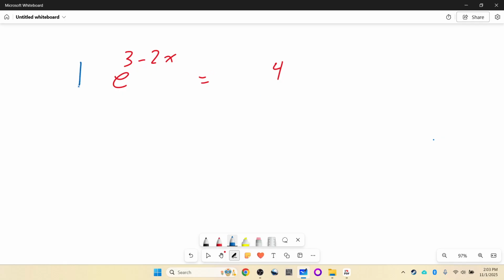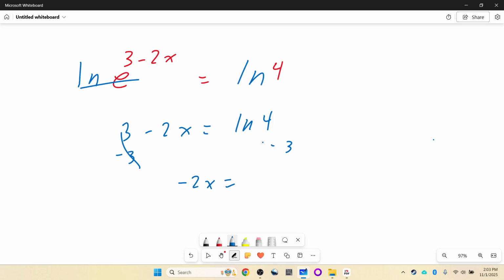So we put natural log on both sides. The log and the exponent have to have the same base. Natural log has a base of e implied, so that works. 3 minus 2x equals natural log of 4. And we minus 3, we minus 3. We treat ln of 4 as a number, so we just treat it the same way we would any other number when we're solving an equation.